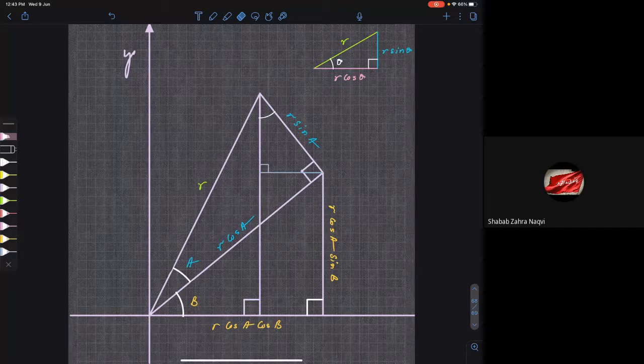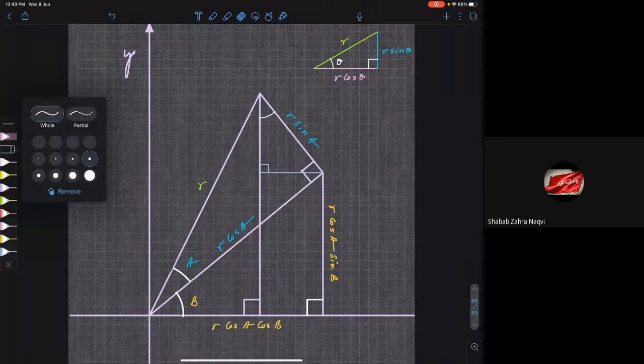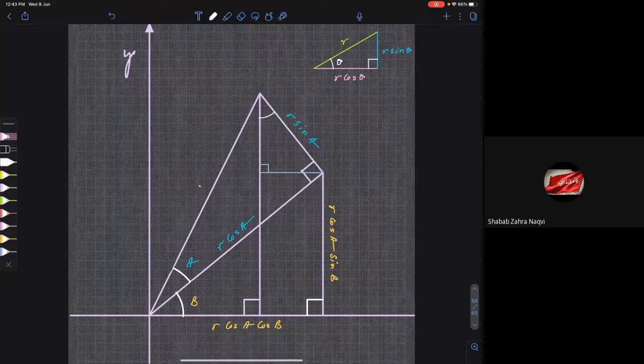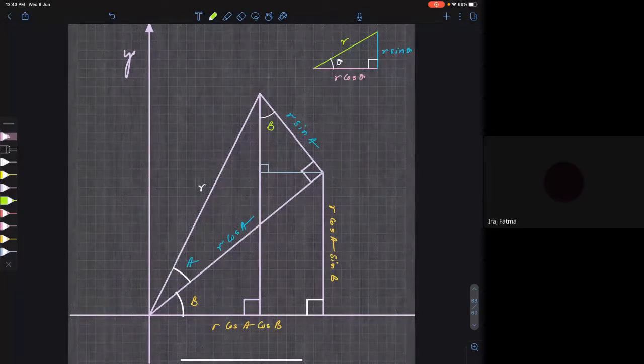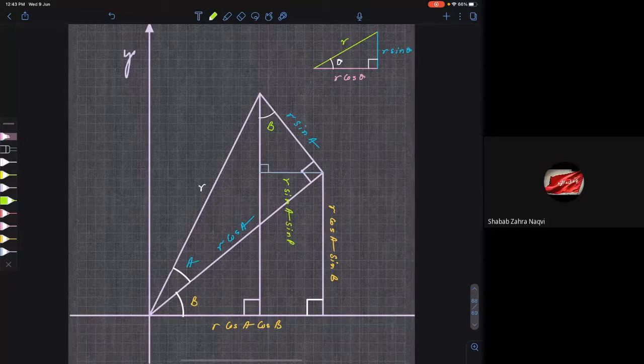Which color should I take? Yellow, blue, green. Let's take green, so I'll take that color as green. So this angle is what? B. Now tell me, according to this triangle, what will be this side, the side opposite to B? R sin A sin B. R sin A sin B. Do you agree?